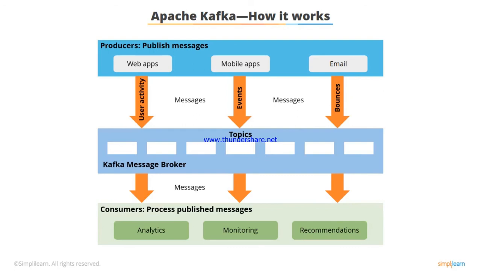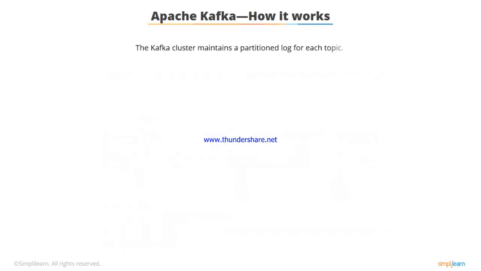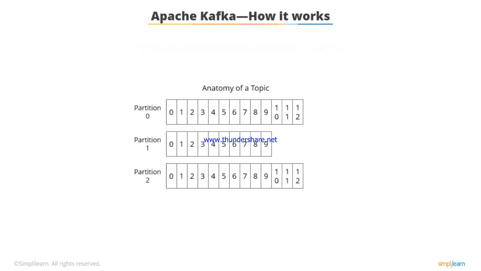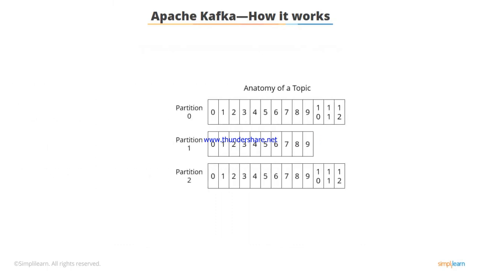The Kafka cluster maintains a partitioned log for each topic. Observe the image on the screen that illustrates how each topic is structured. Each partition is like a commit log. Messages are continuously appended to it. Thus, a partition contains an ordered sequence of messages that do not change over time. Messages in the partition are sequentially assigned unique identification numbers called the offsets.